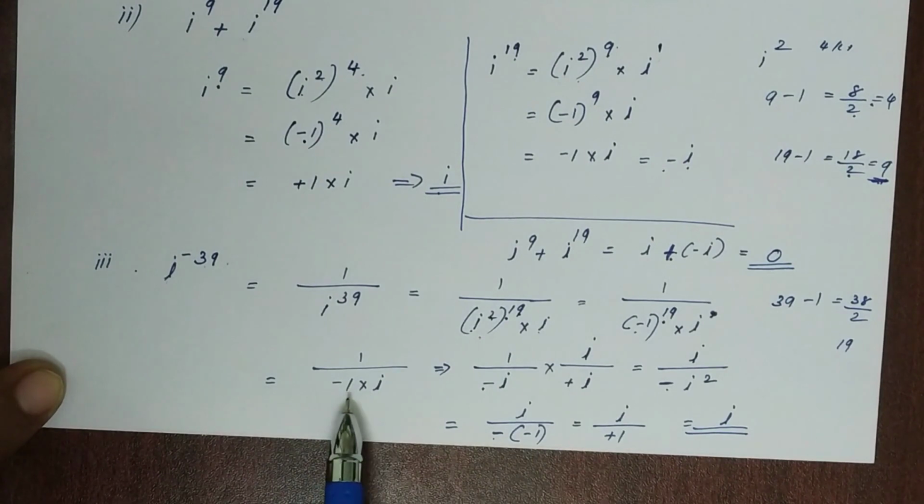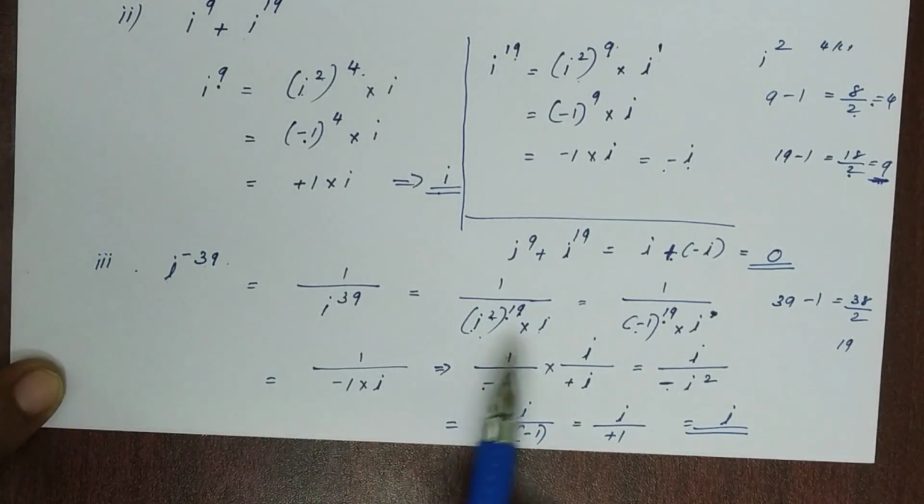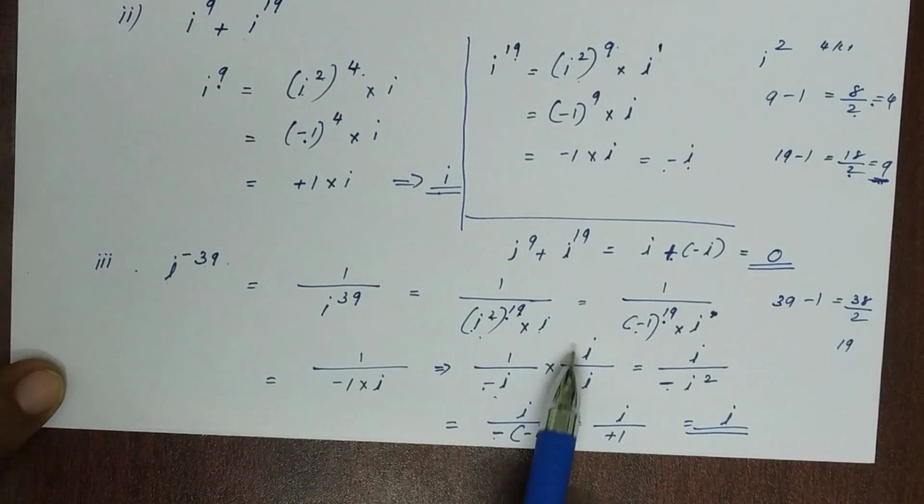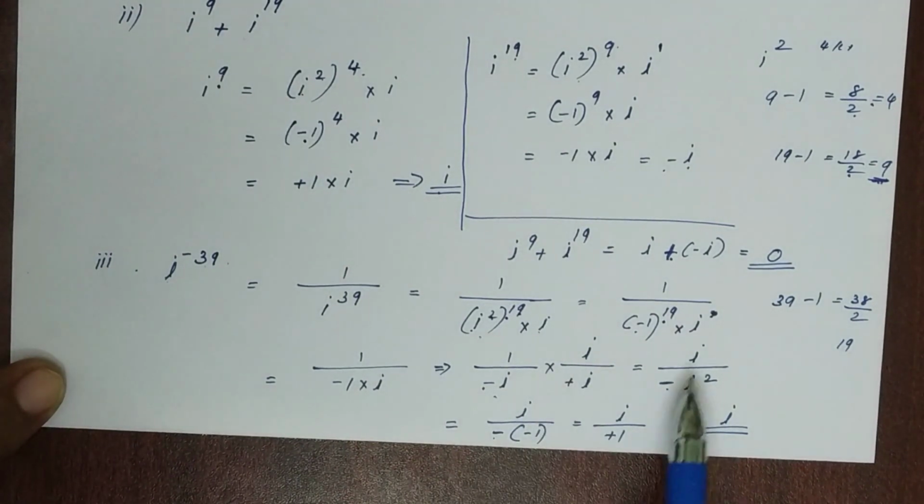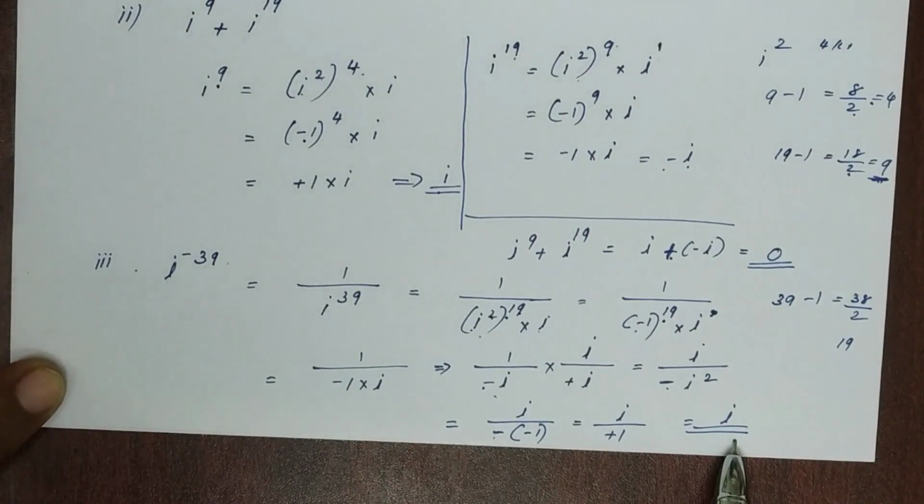Then we will solve it. Multiply the numerator and denominator by the conjugate of the denominator. So finally, we will get the answer.